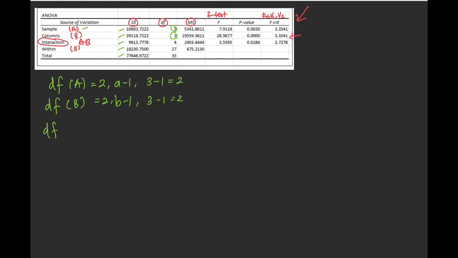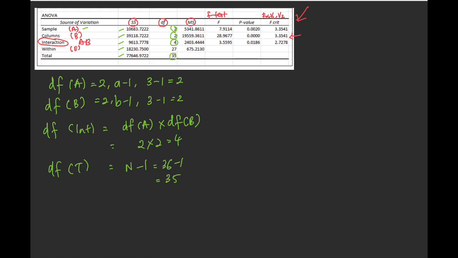How do we get degree of freedom interaction? Degree of freedom interaction is degree of freedom factor A times degree of freedom factor B. 2 times 2, you will get 4. So here, 4. And then how do we get degree of freedom total? Degree of freedom total is total data minus 1. We have total data 36, minus 1 is 35. So that's why you get 35 here.